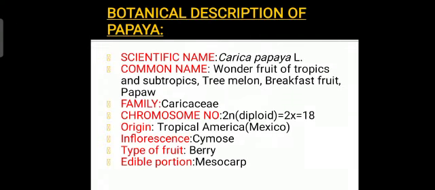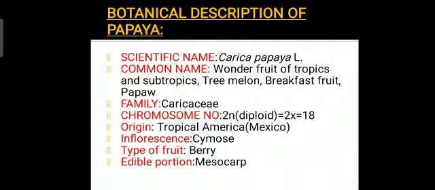Starting with the botanical description of papaya. Scientific name is Carica papaya. Common name is wonder fruit of tropics and subtropics, tree melon, breakfast fruit and papao. Family is Caricaceae. Chromosome number is 18 and is diploid in nature. Origin is tropical America or Mexico. Inflorescence is cymose. Fruit is berry.